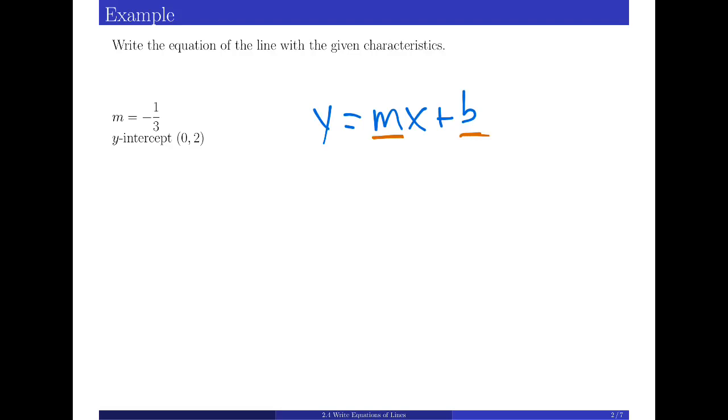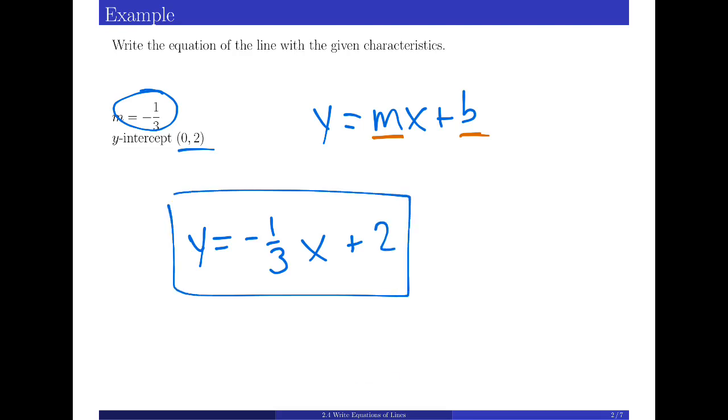Well, if we're given the slope and the y-intercept, this should be absolutely no issue, right? We just plug in the value we're given for the slope. So we're given a negative 1/3 for the slope, x, plus b, our y-intercept. Our y-intercept is at (0, 2). So plus 2. So the easiest case is that we are given the slope and the y-intercept, but that will not always be the case.